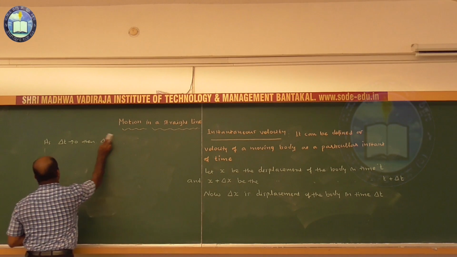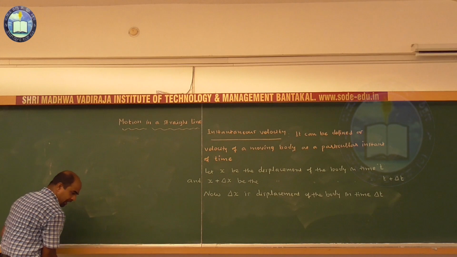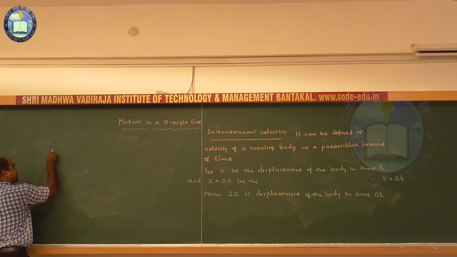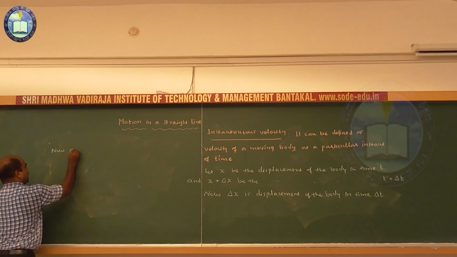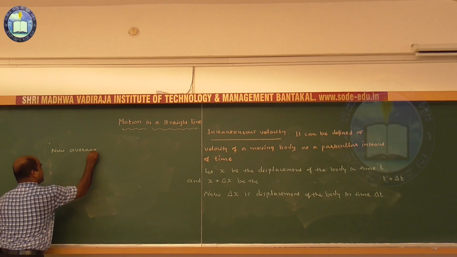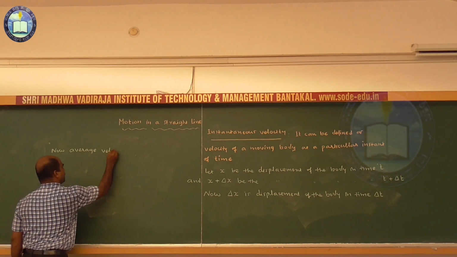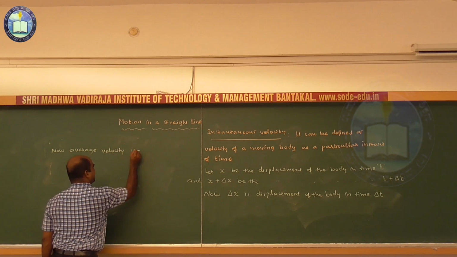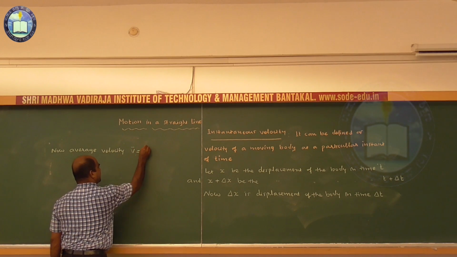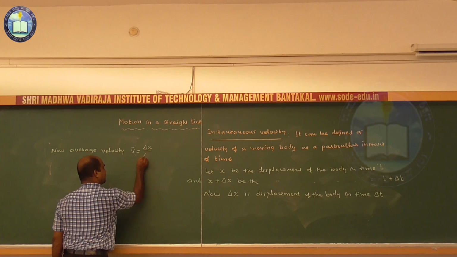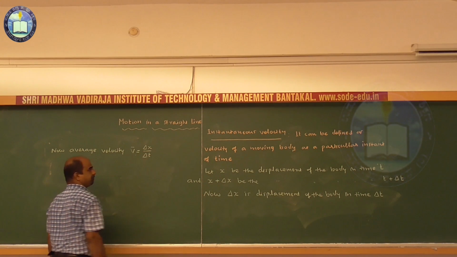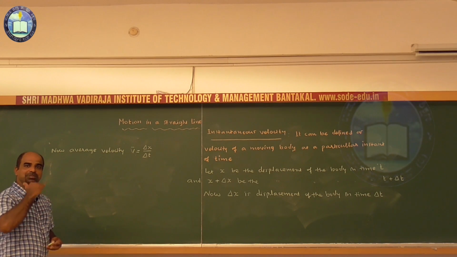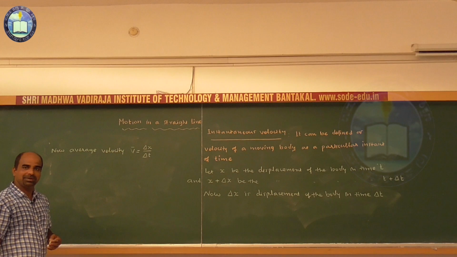Now, average velocity of the body is given by v bar is equal to delta x divided by delta t. Delta x by delta t. Average velocity of the body is delta x by delta t, the rate of change of displacement, total displacement by total time taken.